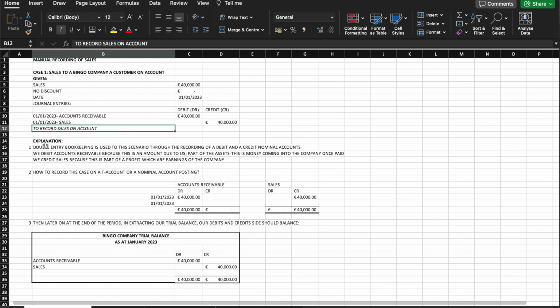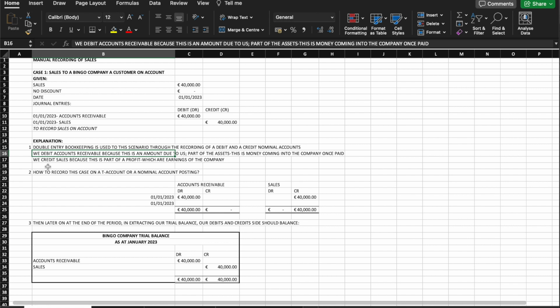And our explanation in this matter is that double entry bookkeeping is used in this scenario through the recording of a debit and a credit to nominal accounts, just like what I said earlier. So we understand that we have to debit accounts receivable because this is an amount due to us, part of the assets, like I said earlier, and this is the money coming into the company once paid. So this is a receivable from a bingo company.